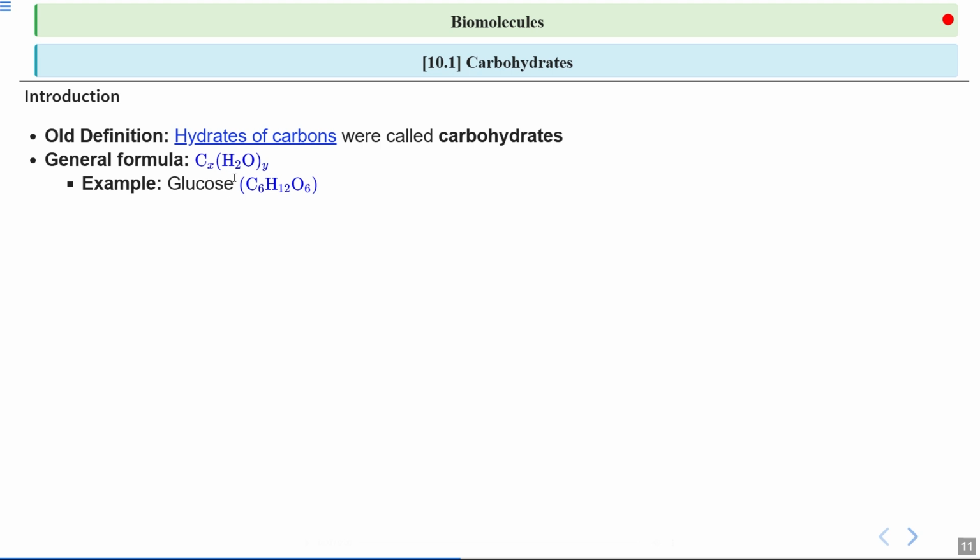So if you notice, this fits the pattern. In the general formula, we have 6 carbon and 6 water molecules. If you put the value of 6 over here, this will be C6 and H2O whole 6. So 6 into 2 is 12. So 12 hydrogen and 6 oxygen.